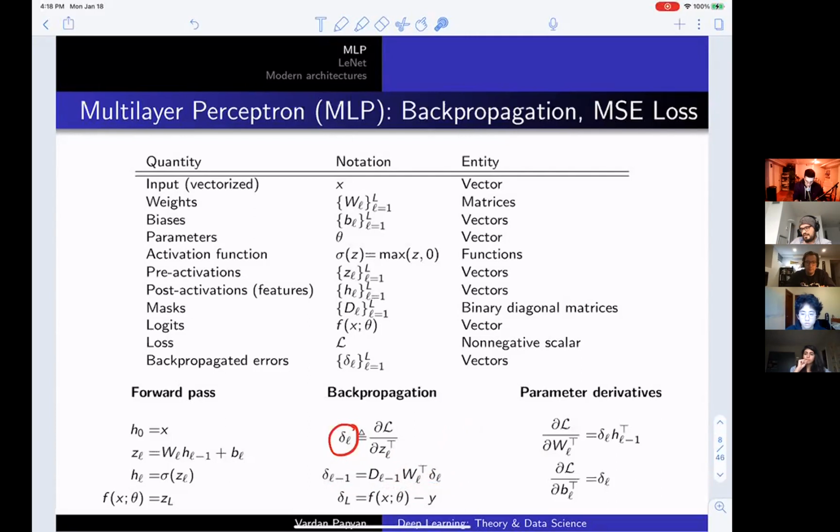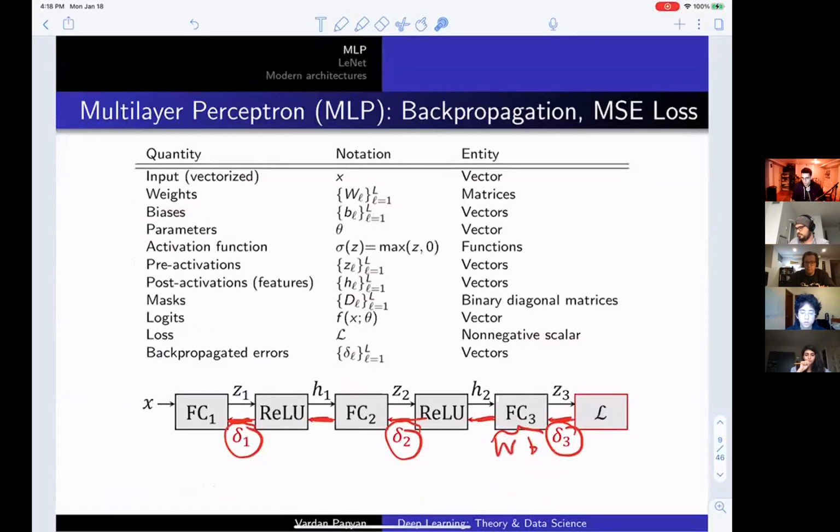So this is the backpropagated error. And then notice the derivative of the loss with respect to the weights is just the outer product of backpropagated errors with the features. Does anyone have any questions? No question? Okay.